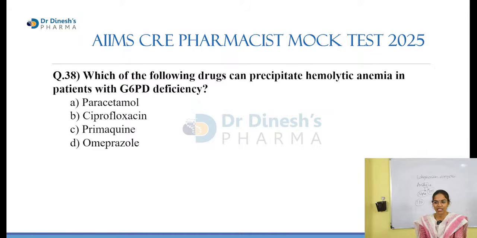Which of the following drugs can precipitate hemolytic anemia in patients with G6PD deficiency? What is G6PD? Glucose 6-phosphate dehydrogenase. It is an enzyme, one of the most prominent enzymes, a dehydrogenase oxidoreductase. When that enzyme is deficient, there are many diseases associated with G6PD deficiency. So in G6PD deficiency, which of the drugs can be contraindicated or can precipitate hemolytic anemia is the question.